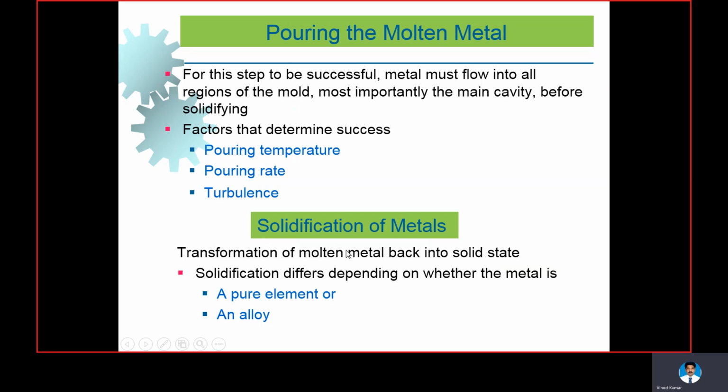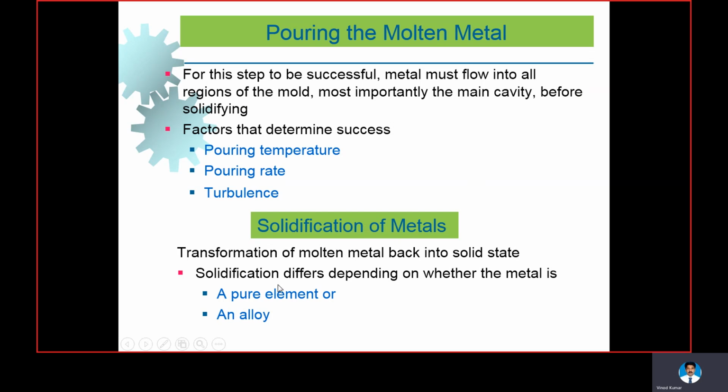Solidification of metal takes place in two categories, a pure element or an alloy. If it is a pure element, the solidification process is different, and if it is an alloy, it is different. Transformation of molten metal, or cooling of molten metal back to solid state, is called solidification. This is a very important process in casting, because after pouring, the molten metal reaches the mold and then gets cooled. It releases heat and then it becomes solid.